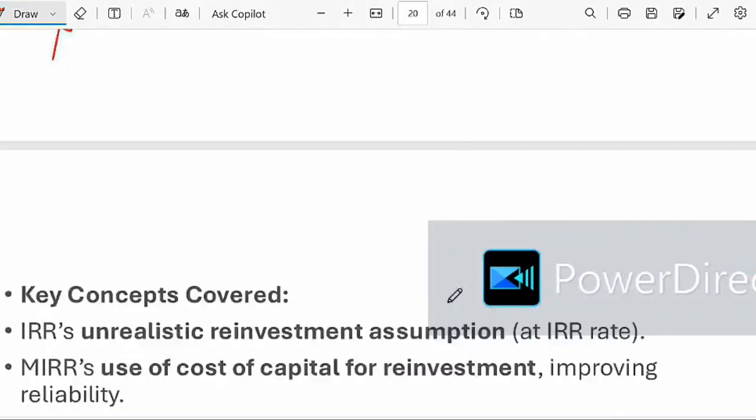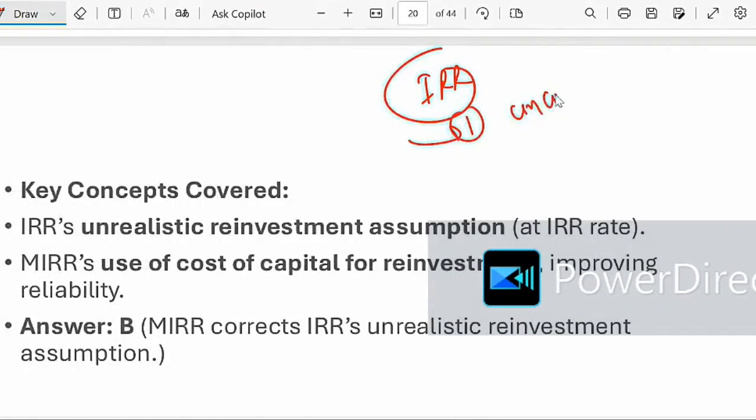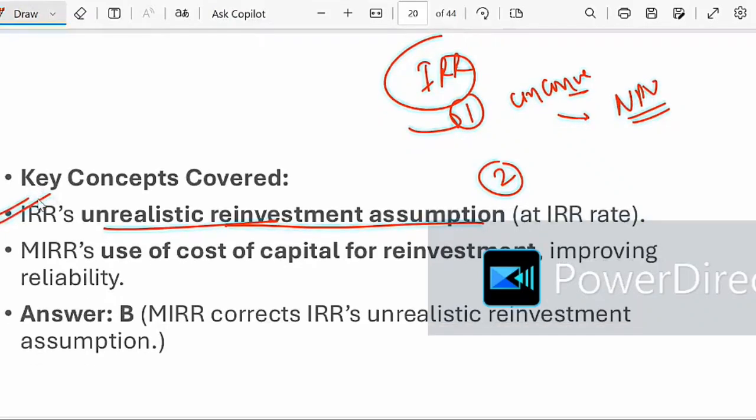Now let's look at one more concept. Till now we have discussed the two limitations of IRR. The first limitation was in the case of unconventional cash flow, in the previous question, right? In the case of unconventional cash flow, NPV always works better. And the second limitation we have just discussed, the unrealistic reinvestment assumption. This is one of the limitations of IRR, right?